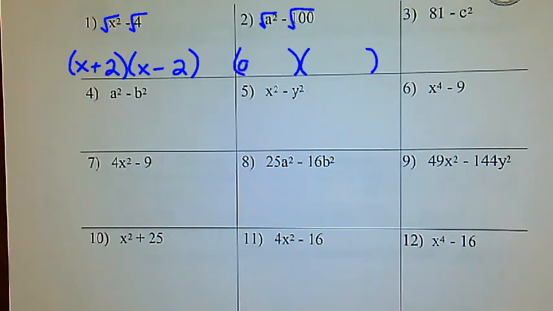The square root of a squared is a. One is positive, one is negative. The square root of 100 is 10.